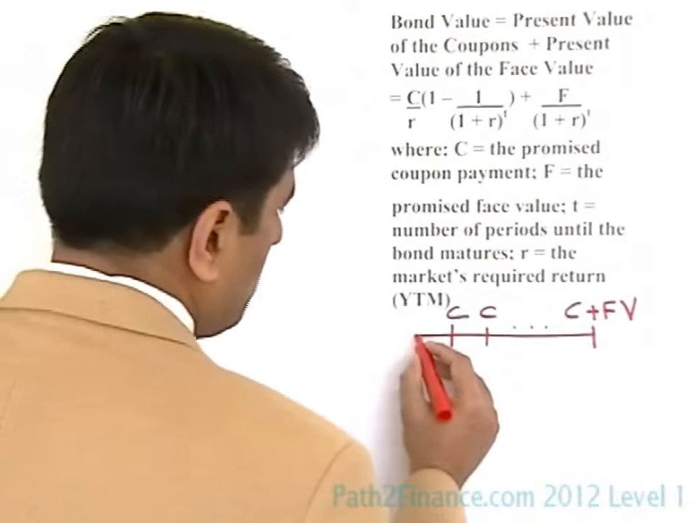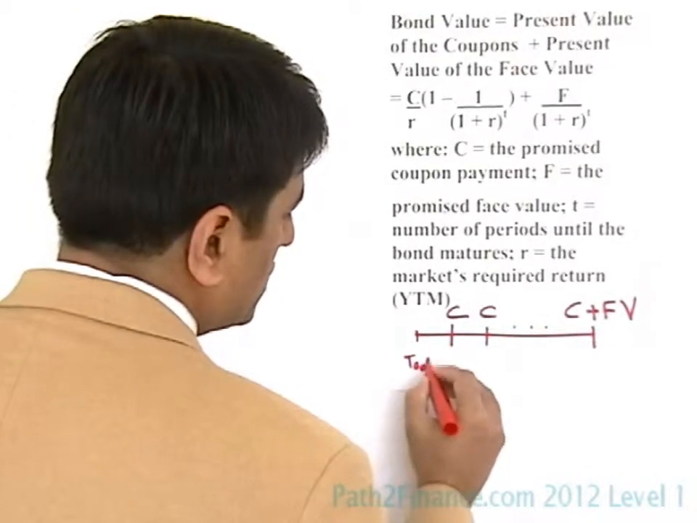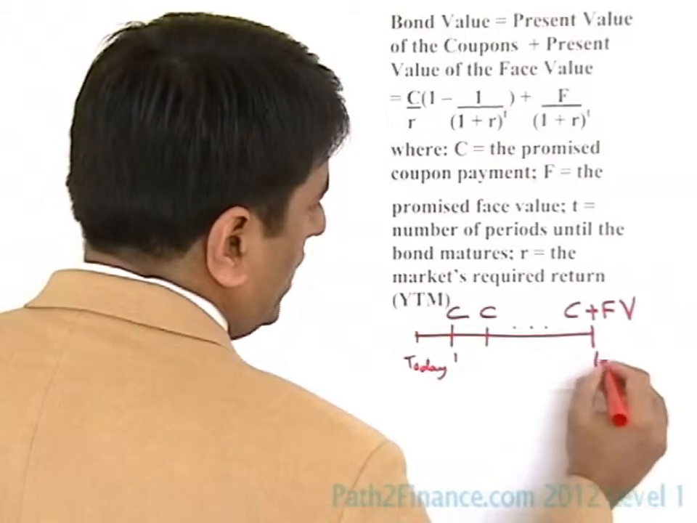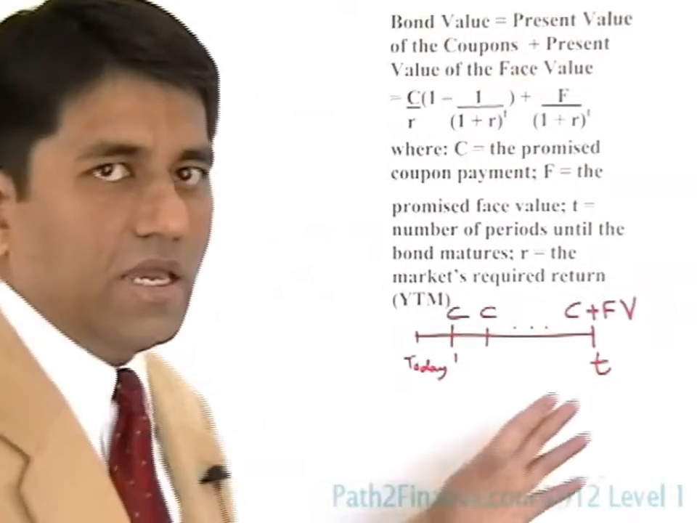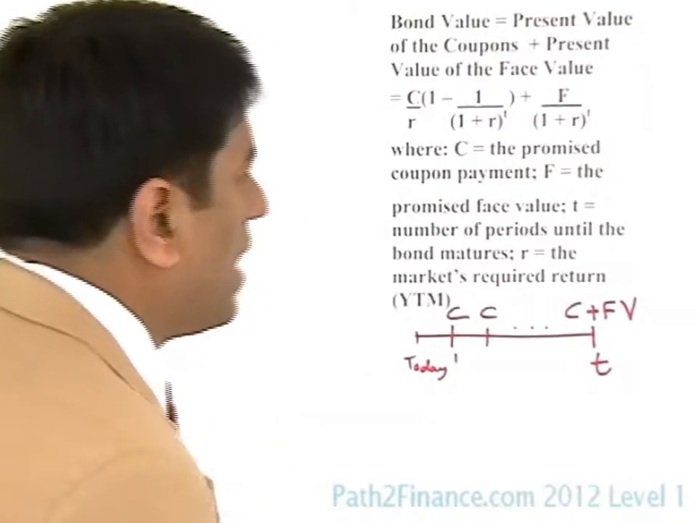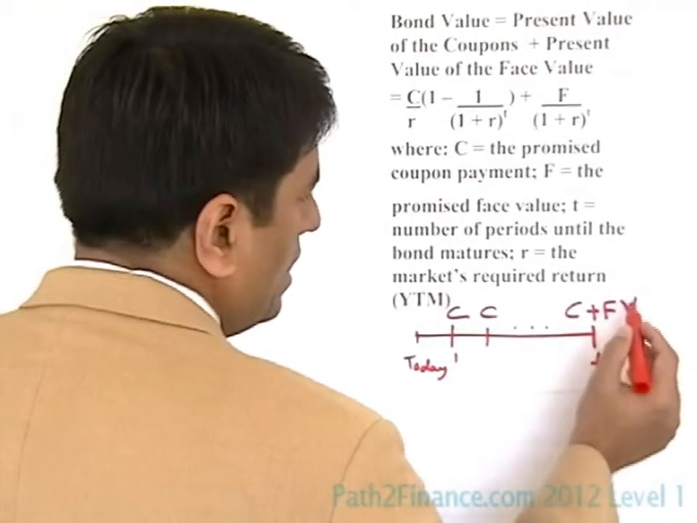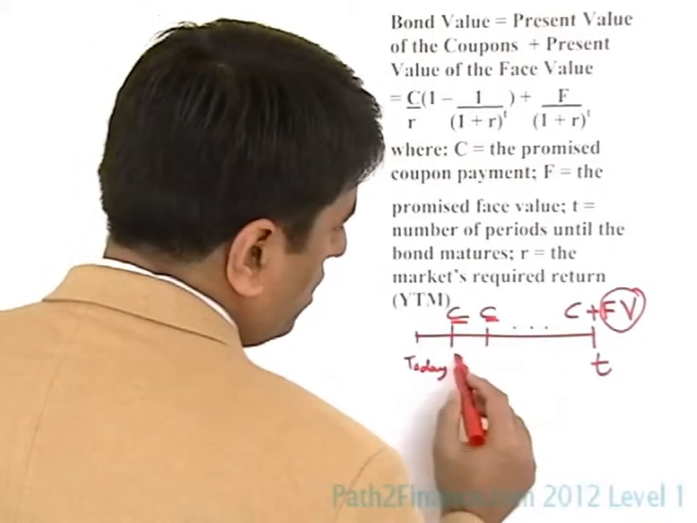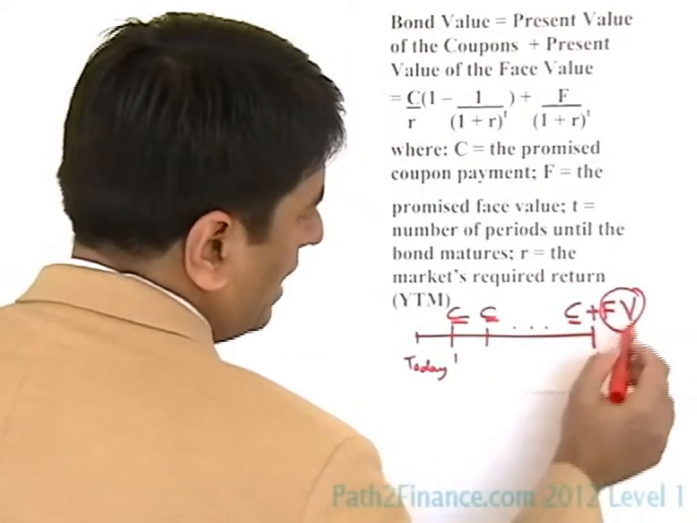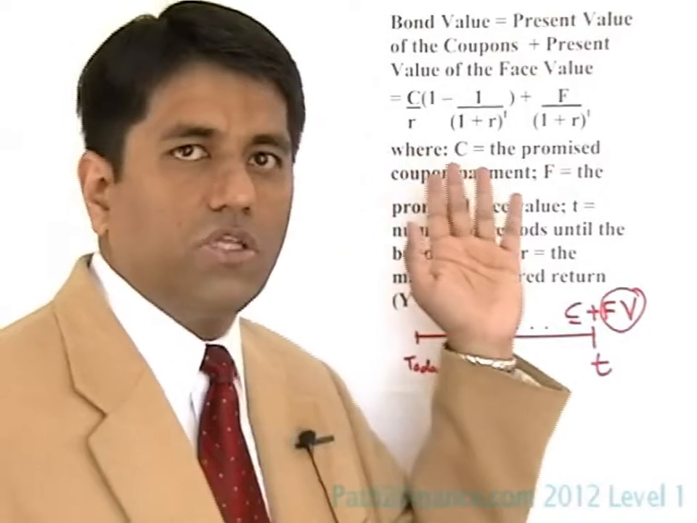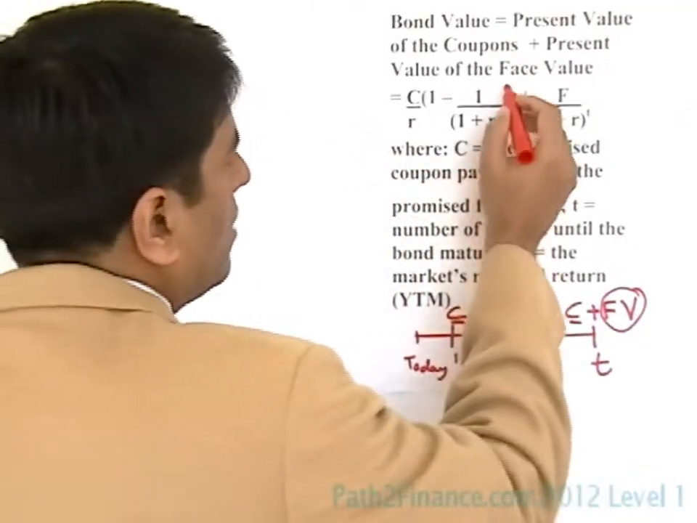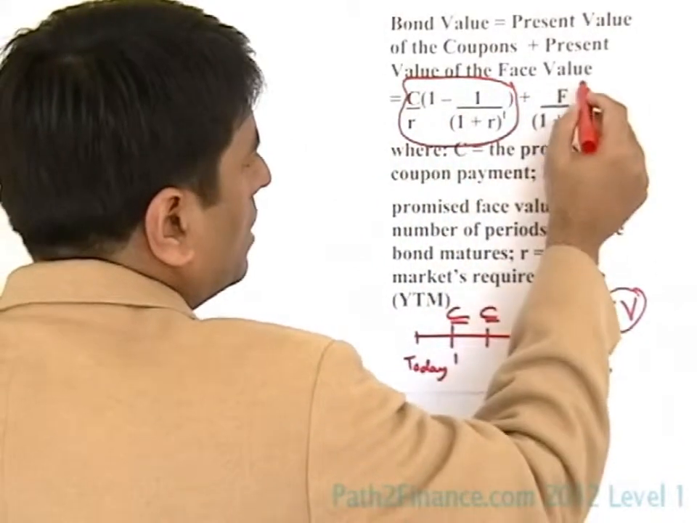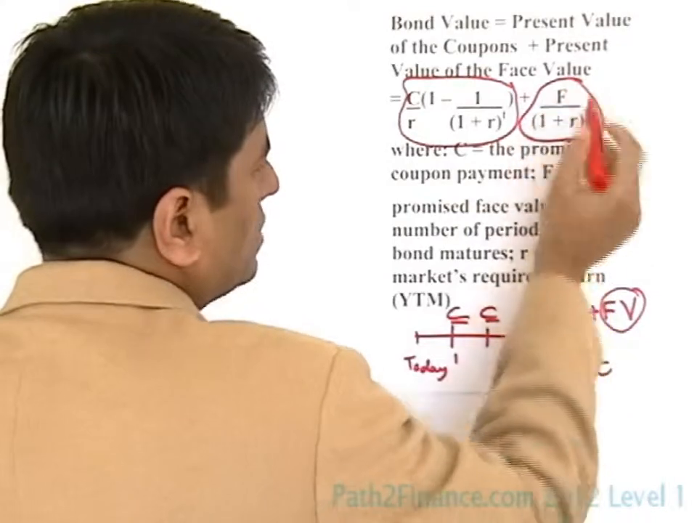So you can break up this cash flow into two parts. One is an annuity, which starts from period 1 and continues till period T, where T is the maturity of the bond, and the other is this face value. So one is an annuity for T periods, and the second is a face value. So the price of a bond then becomes the value of the annuity for T periods plus the discounted value of face.